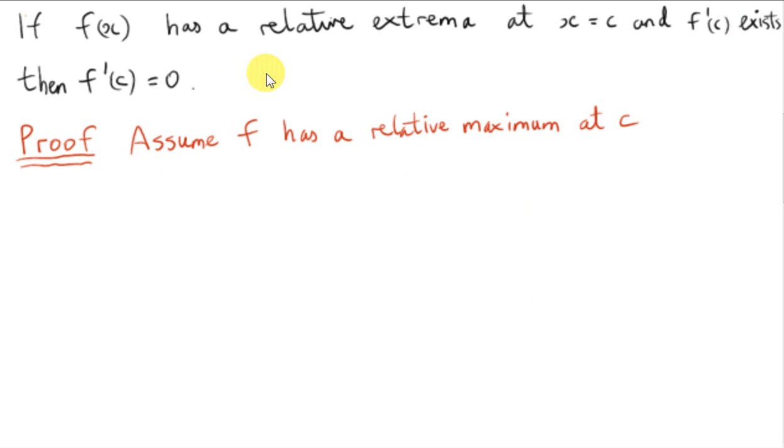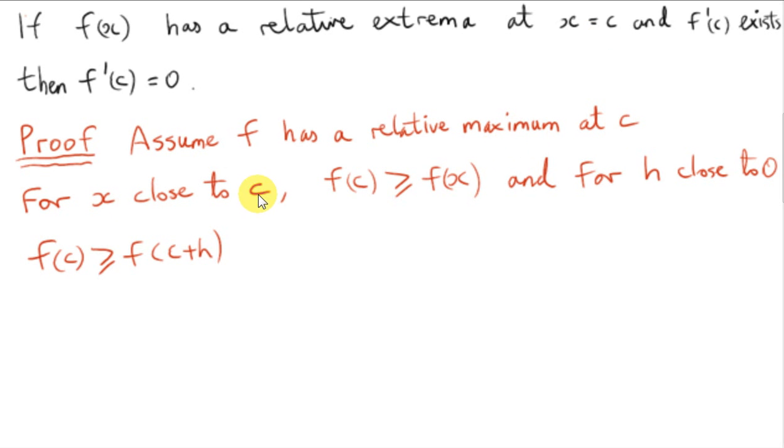We are going to assume that the relative extrema at x equals c is a relative maximum. The proof is nearly identical for the case of a relative minimum at c. Now for values x close to c, f of c is going to be greater than or equal to f of x. That makes sense. So at c we have a relative maximum. So for any values x close to c, f of c is going to be greater than or equal to f of x.